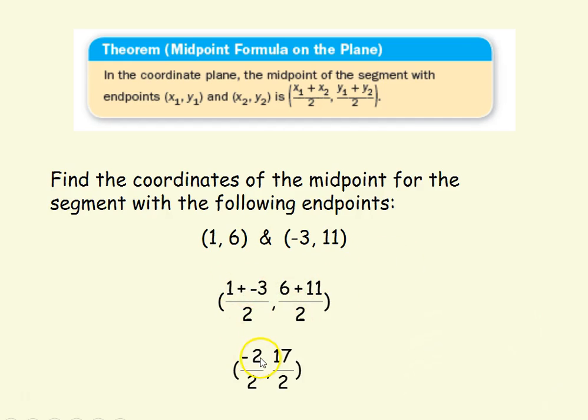1 plus -3 is -2. 6 plus 11 is 17. -2 divided by 2 is -1. 17 divided by 2 is 8.5. So if I was to plot these points, and then draw the line segment that connects those two, the midpoint, the point that's the same distance from both of these coordinates, is (-1, 8.5).